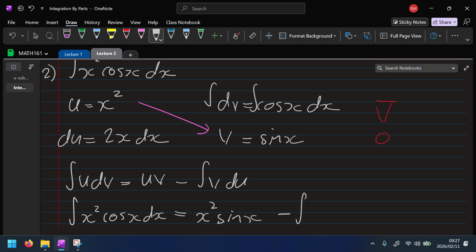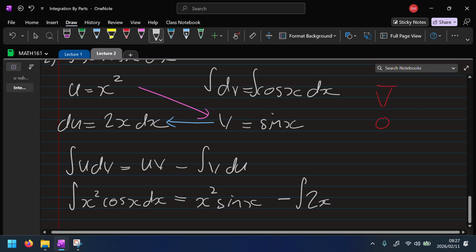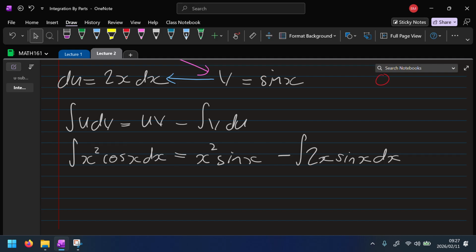Then comes the minus, integral. Now we need v du, so we look at that bottom part. So it will be v du. So we have 2x and a sine x. Now we have a little bit of a problem. Yeah, so we did all of the integration by parts. Everything's fine. Slight problem here. What's the problem? We have to do it again, exactly.